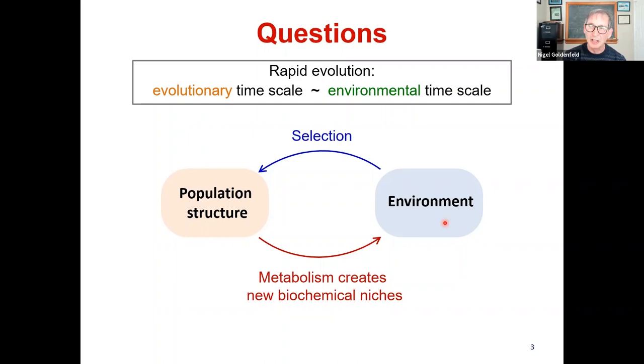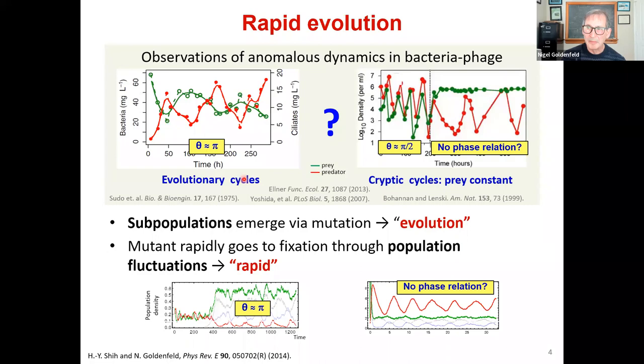So in fact, we do know that evolution can be rapid, and the evolutionary timescale and the environmental timescales can be the same. And here's how that works. Basically, population can cause structure that then creates new metabolic niches. Those metabolic niches, biochemical niches, then influence the environment. The environment then selects the organisms, which alters the population structure. And so there is this kind of feedback loop that can occur. And these things are so rapid that they can sometimes be observed in the laboratory.